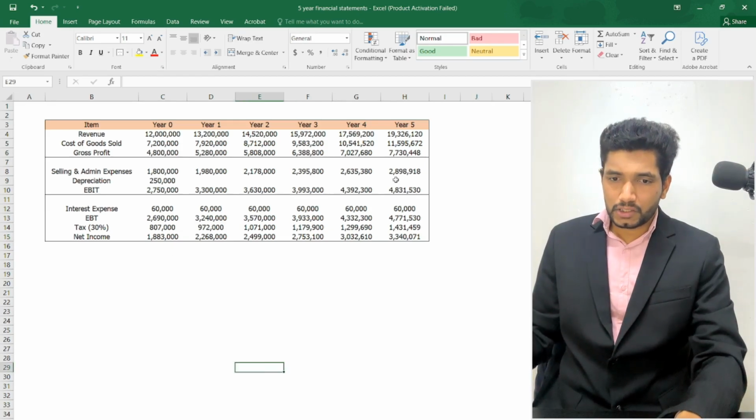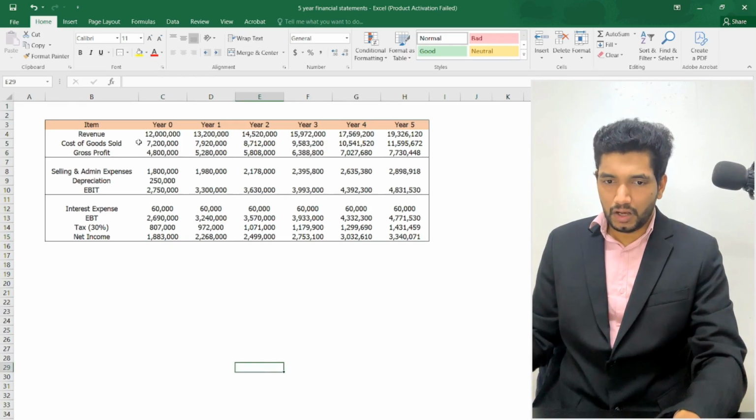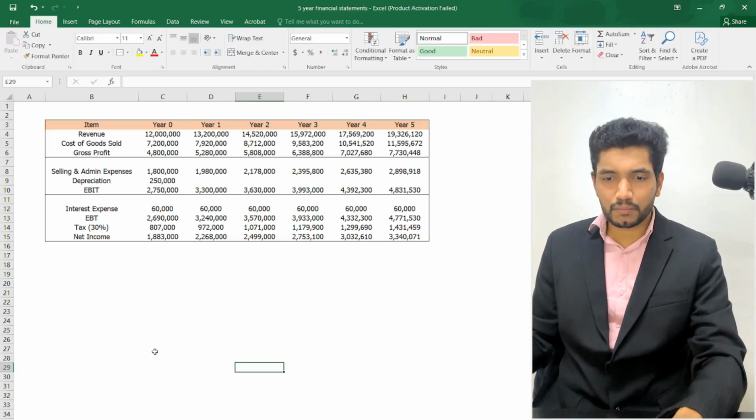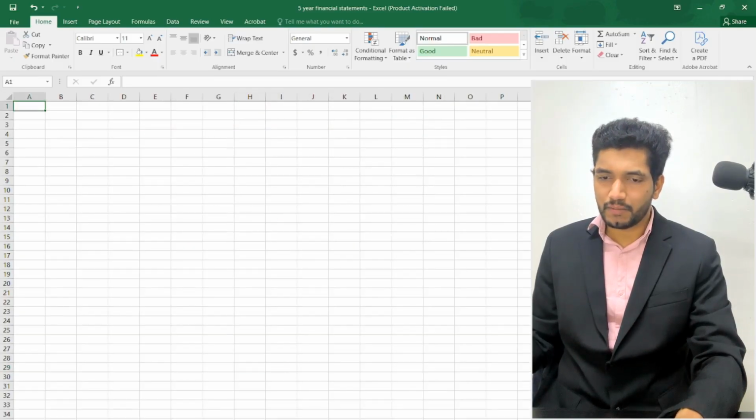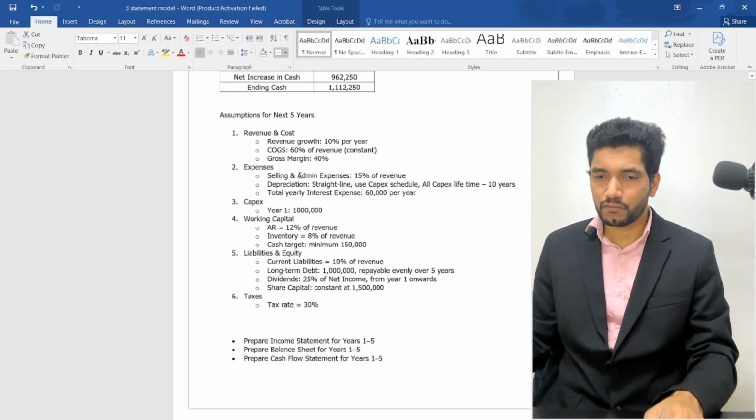So I have applied all the formulas for the profit and loss account. Now what is pending is only the depreciation. So now let's move into the balance sheet. For the balance sheet also, I'm just copying from here.